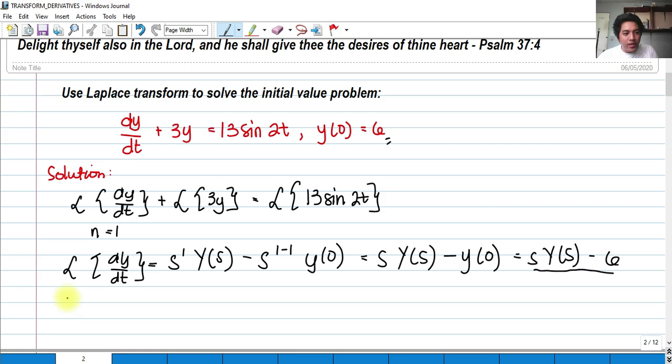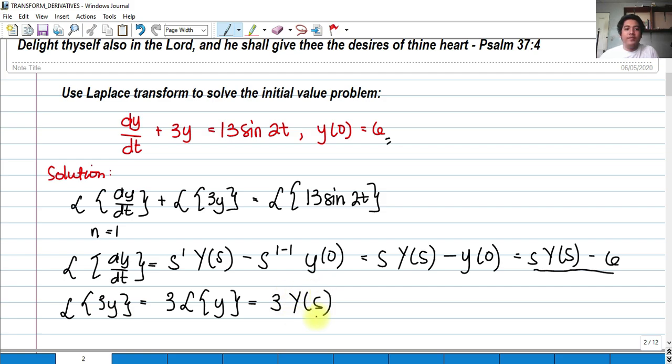How about this term? We get the Laplace transform again of 3y. So we can factor out the constant 3 outside of the Laplace transform. So simply the Laplace transform of y would be simply Y of s. So we have 3 Y of s. It does not have any derivative.